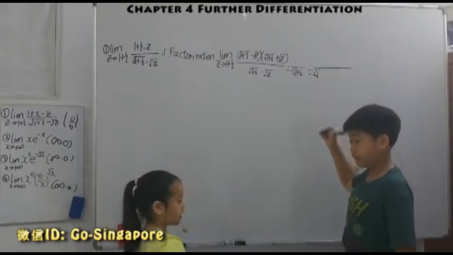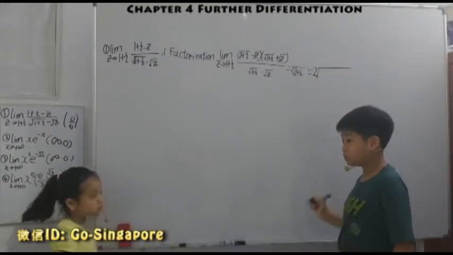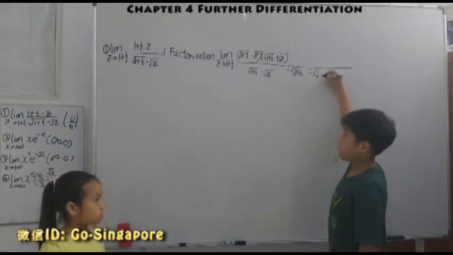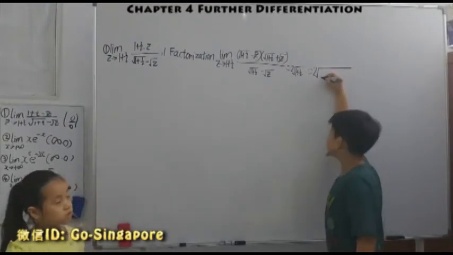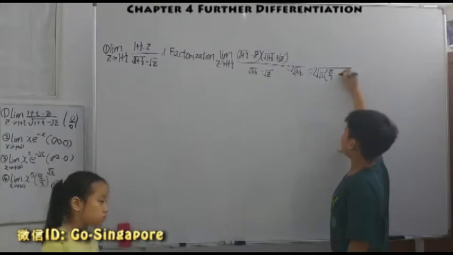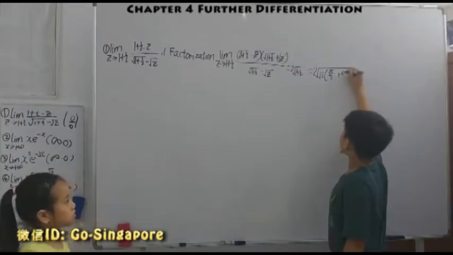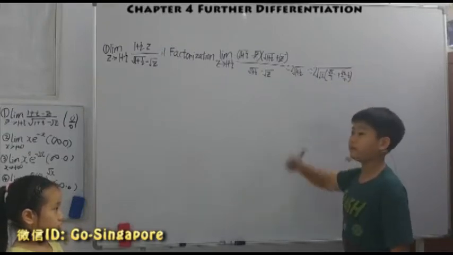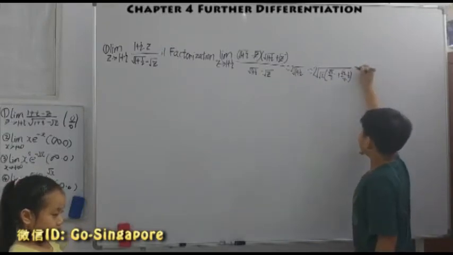So first, we know that this is square root 2 over 2 plus, can we have a square root 2 here? And here is the square root 2 over 2 plus square root 2 over 2 i. Alright, this is where the magic begins.